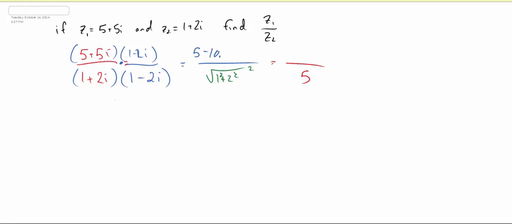5 minus 10i plus 5i minus 10i squared. Remember, minus 10i squared becomes plus 10, so we have 15 minus 5i, and now we can split this into a real part and an imaginary part. 15 over 5 minus 5 over 5i, and will those fractions reduce? We have 3 minus i. So z1 divided by z2 is 3 minus i.